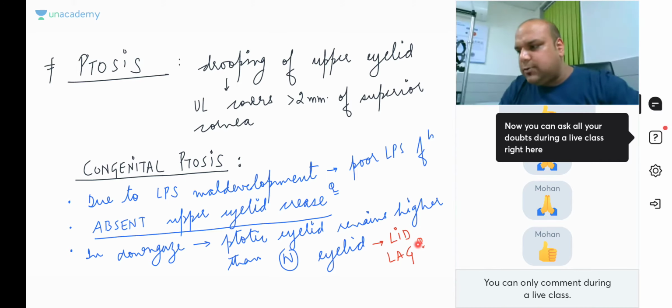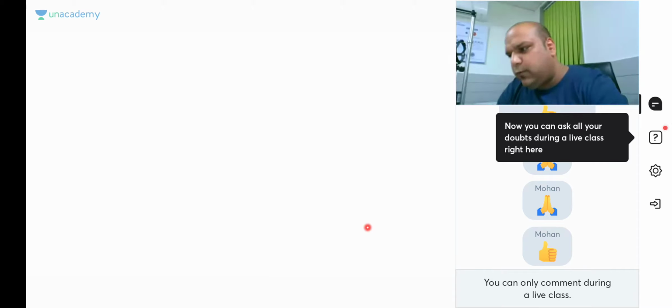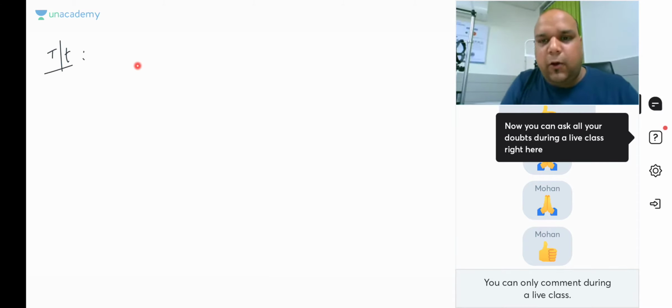Now, if you have congenital ptosis, everybody, what would you want to do? You would want to do treatment. So what is the treatment of congenital ptosis? Treatment of congenital ptosis depends on the degree of ptosis. So, I'll start the other way around.